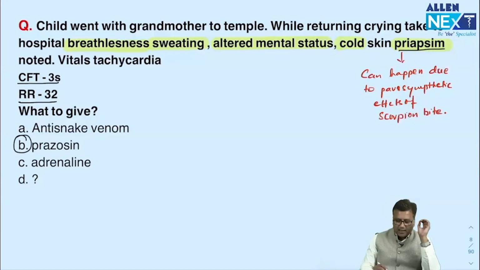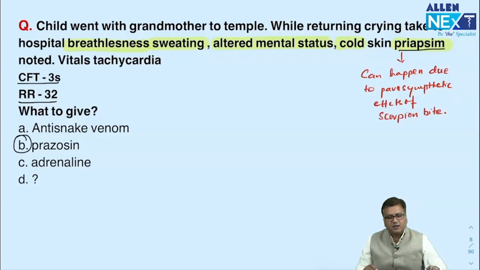In this question, anti-snake venom was a choice. Prazosin has been reported as a choice. Adrenaline has been reported by certain student as a choice. And fourth choice probably was some other drug that has not been correctly reported. So it has been kept as a question mark. But correct answer is prazosin, because it looks to be a scorpion bite.